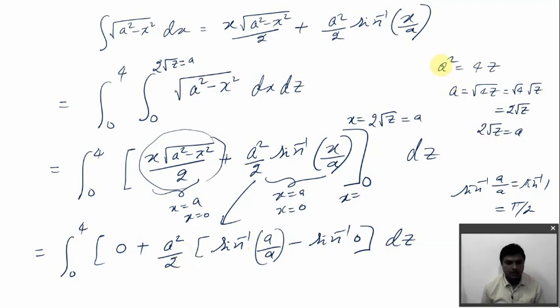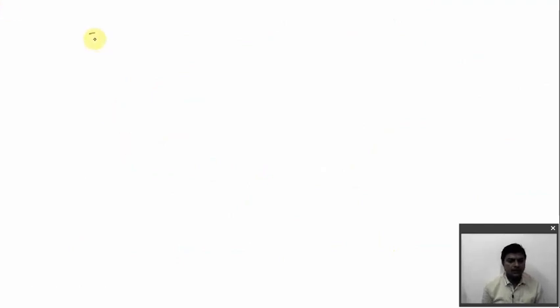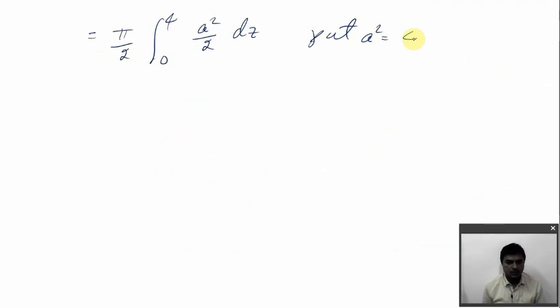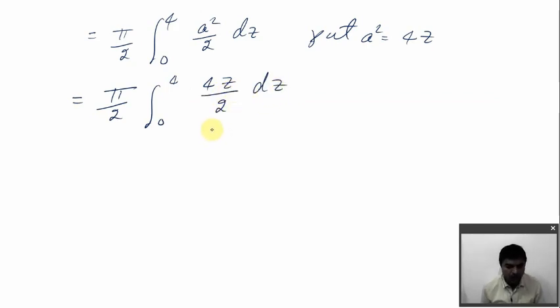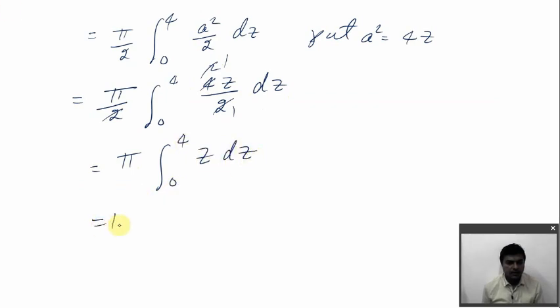Now a square. What is a square, students? Please remember, a square is nothing but 4z. I will substitute a square is equal to 4z. So therefore, this will give you pi by 2 outside, integration 0 to 4 a square by 2 dz. Put a square is equal to 4z. So this is going to become pi by 2 integration 0 to 4 of 4z divided by 2 dz. Now we can see, students, 2 1s are 2, 2 2s are 4. So this gives you pi integration 0 to 4 z dz.